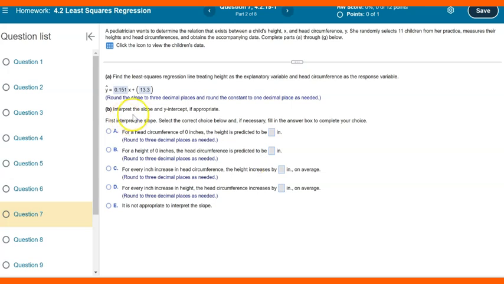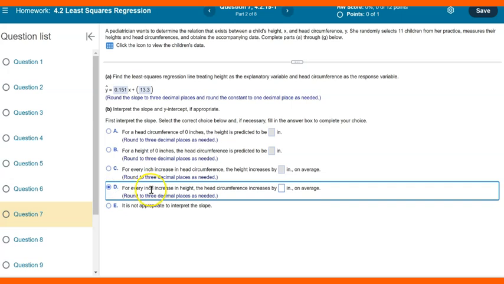And next question, interpret the slope and y-intercept if appropriate. Okay, first interpret the slope, and you have to select the correct choice. The slope is the rate of change. In other words, for every 1 inch increase in height, how much the head circumference is going to change is going to be the slope. This number here is the slope. Therefore, the answer is D.